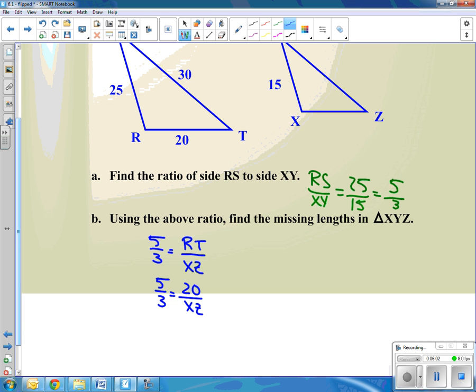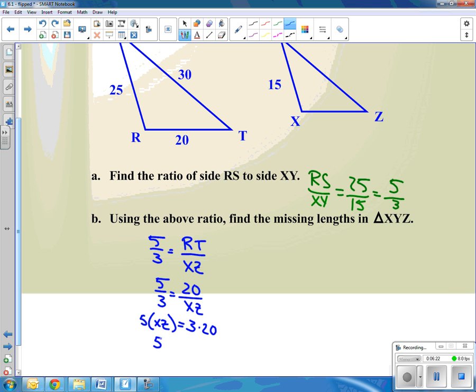So now to solve it, there's a couple different ways you can actually go through it. The most convenient way is usually just to cross multiply. So that's what I'm going to do here. So I'm going to multiply 5 times XZ, side XZ, equals 3 times 20.